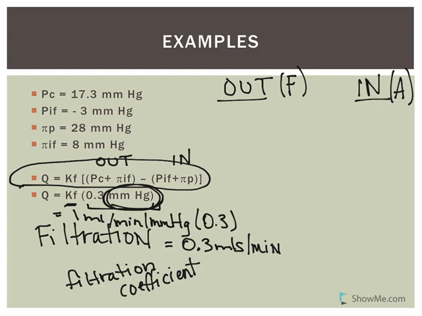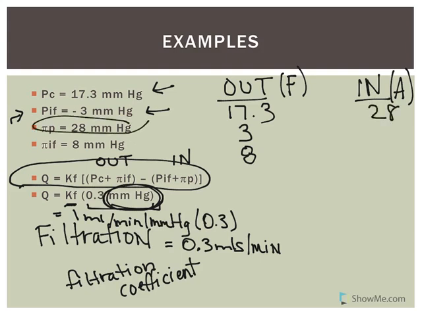When I do this, I don't have to worry about any negative values. The negative value that you see here only tells me which column I need to put it in. So I want to put all the pressures that favor filtration. This one does. That one, because I told you is a minus number, so I'm just going to put 3. And the 8. The only one that favors absorption is this one. It's 28.